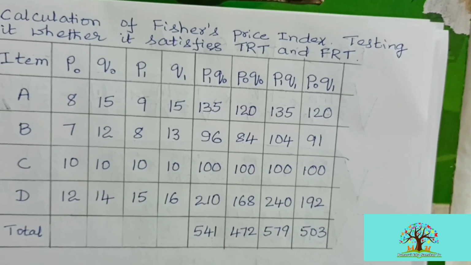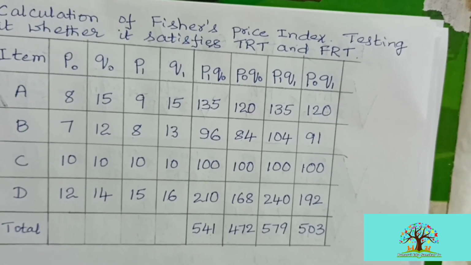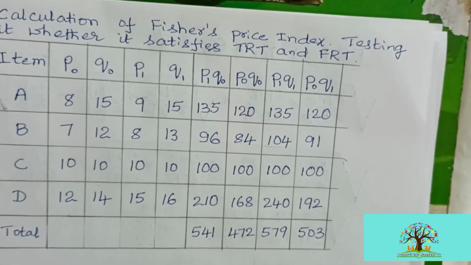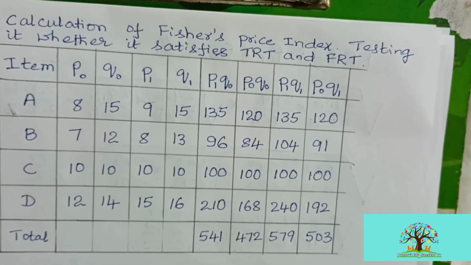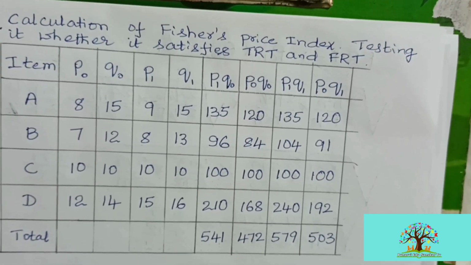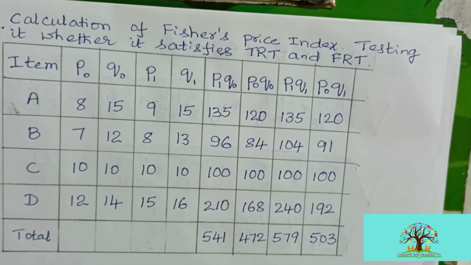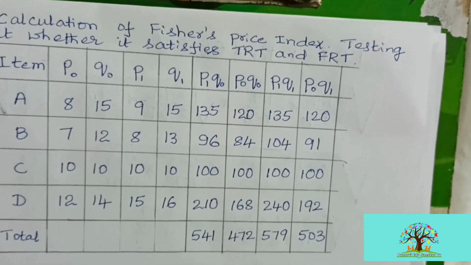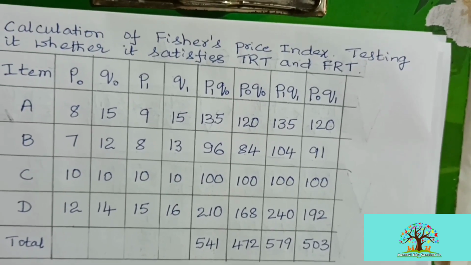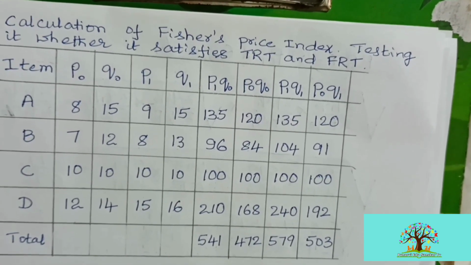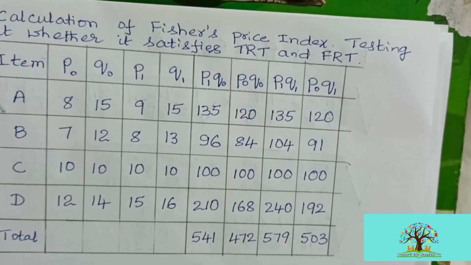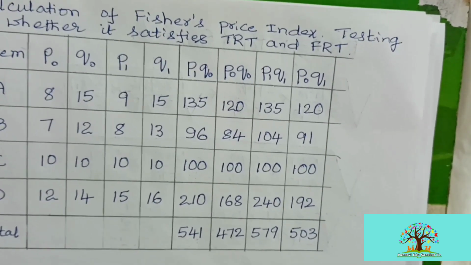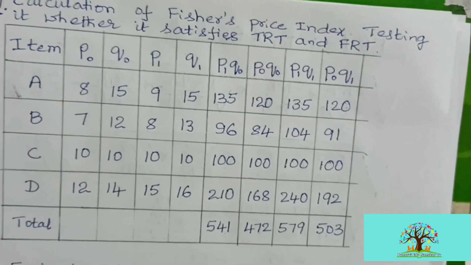First two columns here, 15 into 8, 15 into 7, 12 into 10, 10 into 12, 14. And third column p1 q1, that is last two columns here, p1 q1, 9 into 15, 8 into 13, 10 into 10, 15 into 16. And last column product p naught q1, it is 8 into 15, 7 into 13, 10 into 10, 12 into 16, like that. You calculate, find out the products and add it, find out the summations.